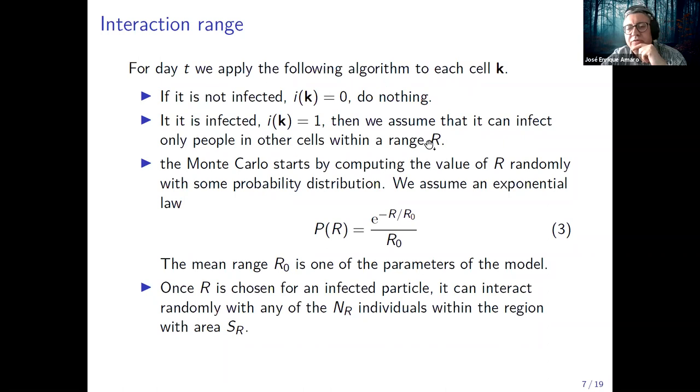And this value of the range R, we compute it, and here starts the Monte Carlo, randomly. We compute the value of R randomly with some probability distribution. And here we assume an exponential law, that is, the probability of R is just the exponential of minus R over R zero, where R zero is the mean value of the distribution. This is normalized to one, okay? And this R zero is one of the parameters of the model. So with R zero, we just choose random numbers following this probability distribution.